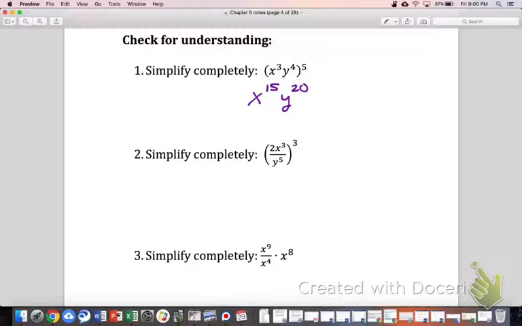Please note, really important, that we cannot combine these two bases because they're different bases. One is x, the other one is y. And so we have to leave those separate. If they were both x's or both y's, we, of course, could combine them.